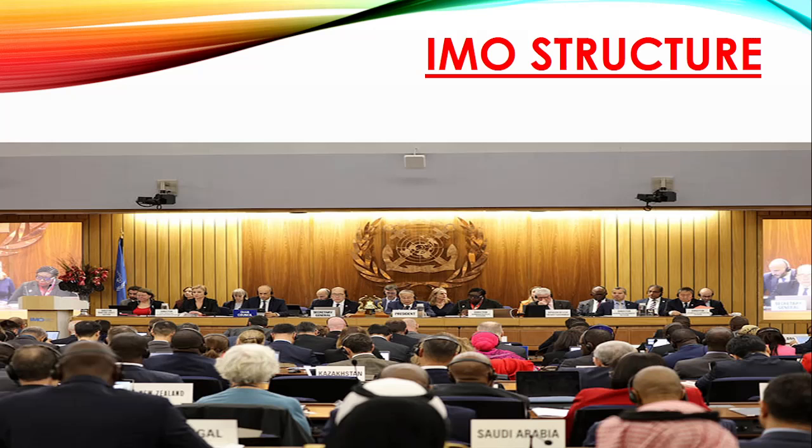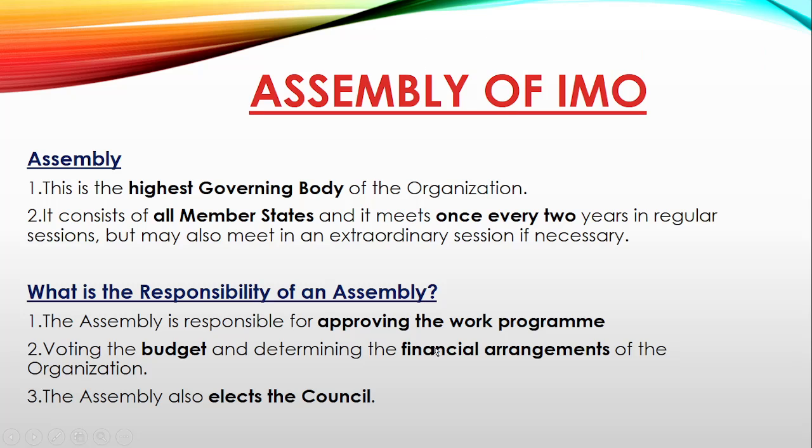So the first thing is the assembly. The assembly looks like this. You can see here that it consists of all the member states such as Kazakhstan, Saudi Arabia, New Zealand. Every state representative is present in the assembly. So what is an assembly? If it is asked in the examination, your wording should be: the assembly is the highest governing body of the organization. Which organization? IMO. It consists of all member states.